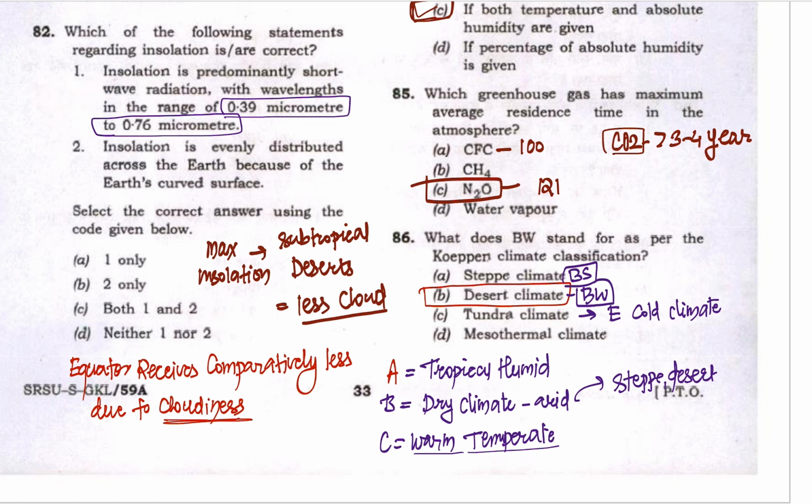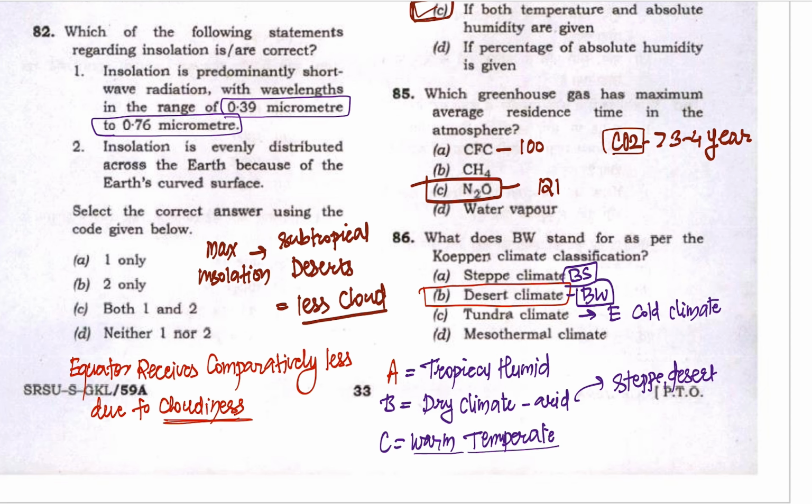Insolation is evenly distributed across the earth. This is not correct. The subtropical deserts receive a large amount of insolation because the skies at subtropical deserts are clear, because of high pressure areas. Because of that it receives maximum solar insolation. Next comes the equator, because the equator is directly facing the sun, but it does not get much insolation because of the cloudiness over the equator.